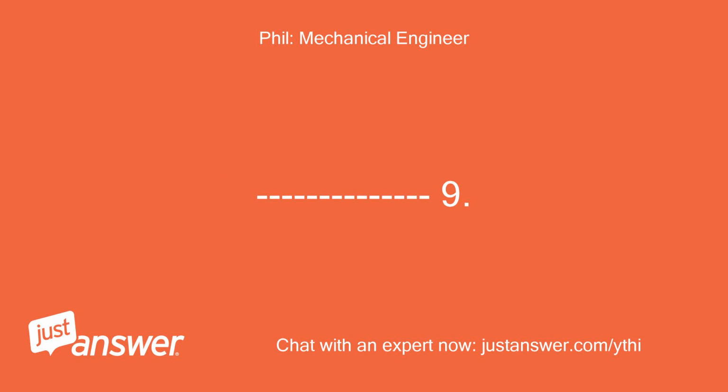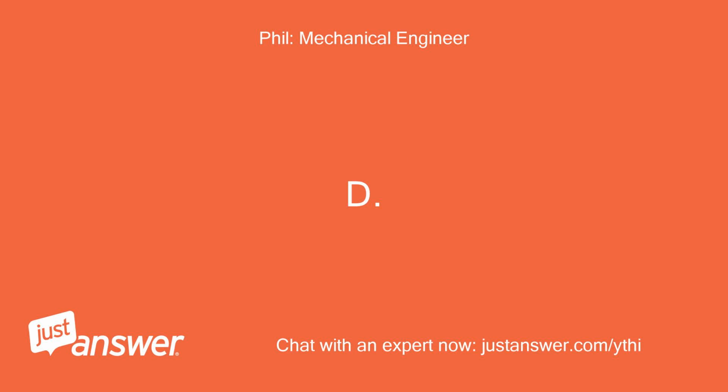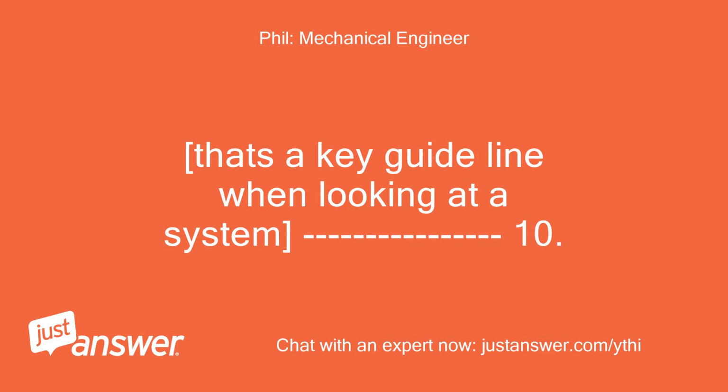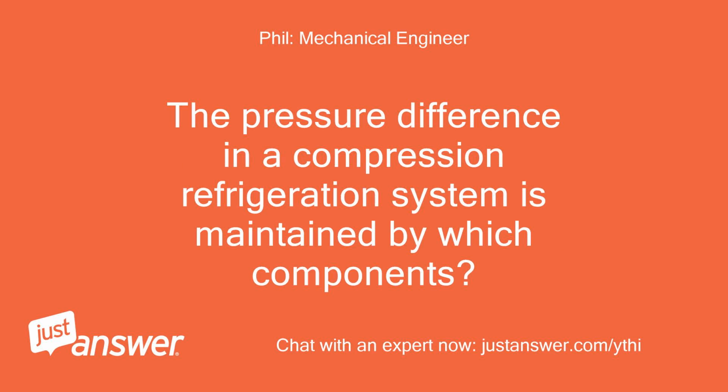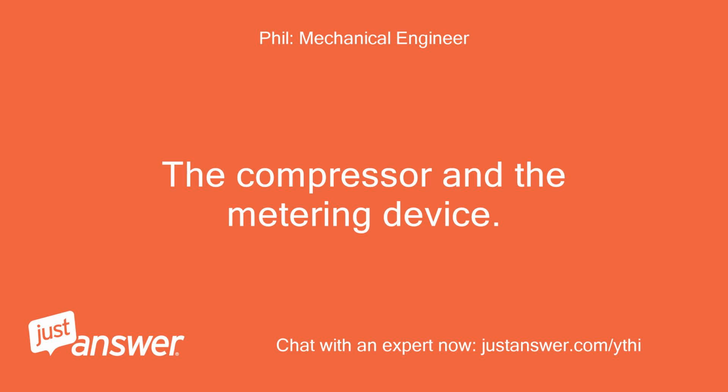9. Which of the two refrigerant lines connected to the compressor has a larger diameter? D. The low pressure suction line. That's a key guideline when looking at a system. 10. The pressure difference in a compression refrigeration system is maintained by which components? C. The compressor and the metering device.